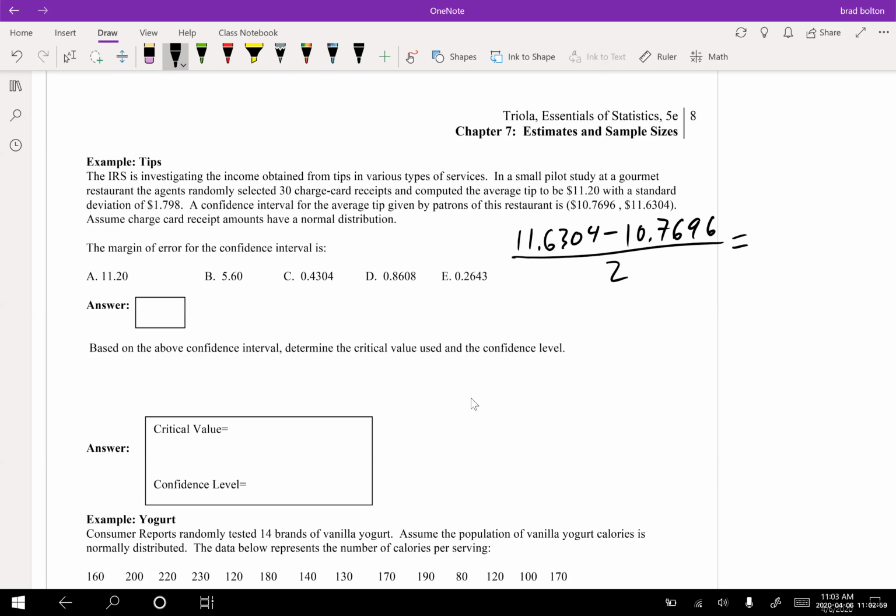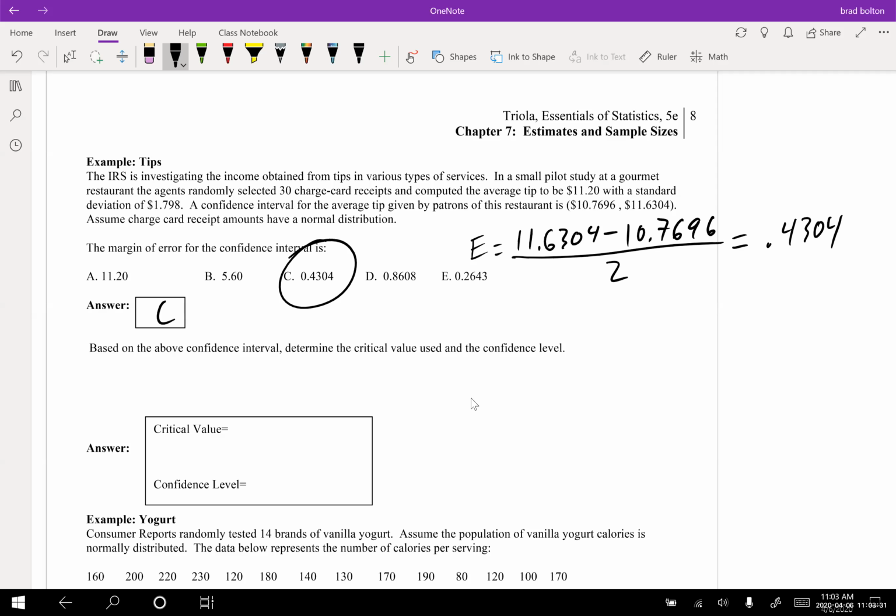And let's see what we get. And this is our error. Okay, error, margin of error. So we're going to do 11.6304 minus 10.7696. Then we're going to divide it by 2, and I get 0.4304, which would be this guy right here. So we get 0.4304. We know that it's C.